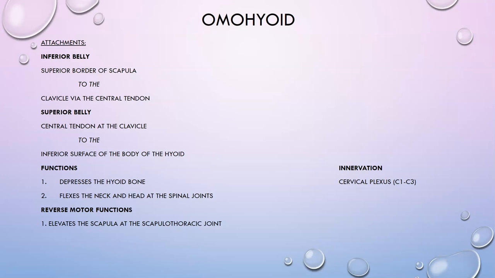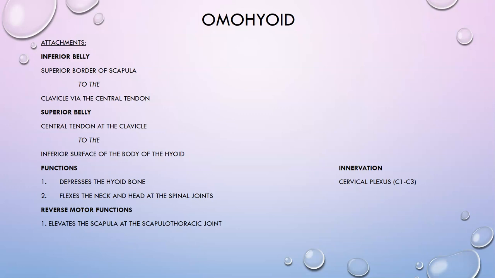We'll see that in a moment in the picture. Its two functions are to depress the hyoid bone, pulling it down, and secondly, like the previous muscle, it also flexes the neck and head at the spinal joints, bringing, again, the chin towards the chest. In reverse motor function, so when we inhibit its depressing of the hyoid bone and fixate the head and the neck, it actually helps elevate the scapula at the scapulothoracic joint. The scapulothoracic joint is a bit of a misnomer, but it is the area where the scapula and the thorax, the rib cage, kind of come close together. You'll learn a lot more about that in clinical anatomy too.